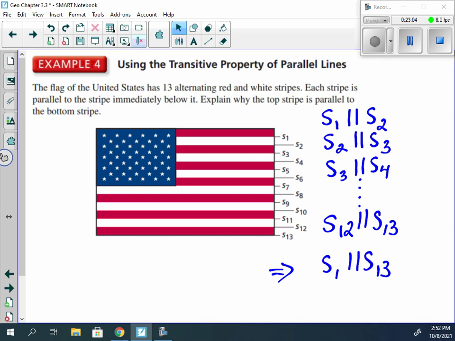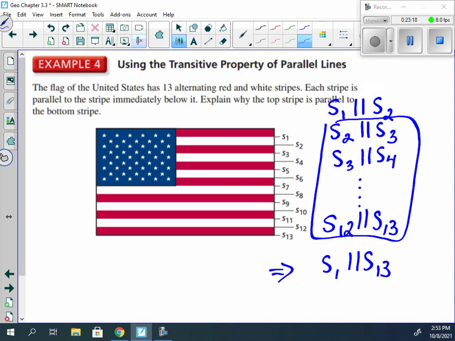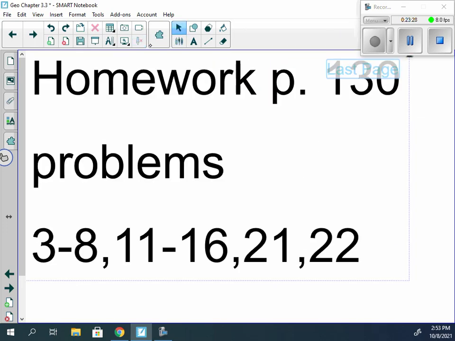Also, by our transitive property of parallel lines, if two lines are parallel to the same line, then they are parallel to each other. Since all of these are parallel to each other, it means that these have to be parallel to each other. Okay. Questions on this here? That is it.